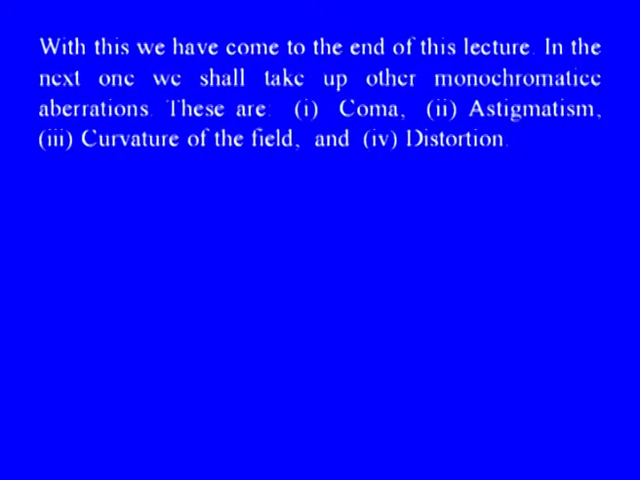With this we have come to the end of this lecture. We have studied chromatic aberration and spherical aberration. In the next one we shall take up other monochromatic aberrations, and these are coma, astigmatism, curvature of the field and distortion. Thank you.